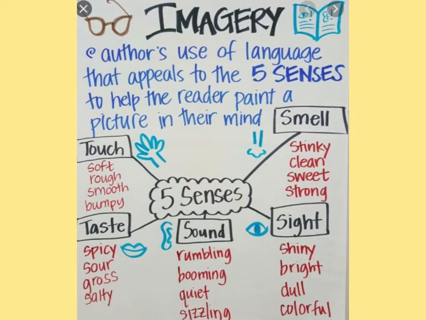Here's just another look at the meaning of imagery. An author's use of language that appeals to the five senses to help you paint a picture in your mind. So words that would go with touch would be soft, rough, smooth, bumpy. The sense of smell, stinky, clean, sweet, strong. Sense of sight, shiny, bright, dull, colorful. Some words that go with sound, rumbling, booming, quiet. And taste, spicy, sour, grass, salty.